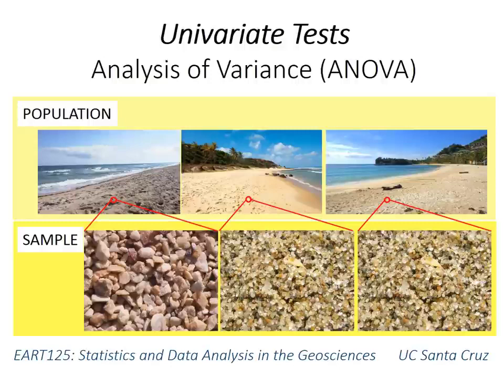In the previous video, you learned about the t-test, which is used to test for differences in the mean between two samples. But what if you have more than two samples? Like, say, testing for differences in mean sand size on 3 different beaches, or 4 or 5 or 10, or however many. That's where ANOVA, or analysis of variance, comes into use.